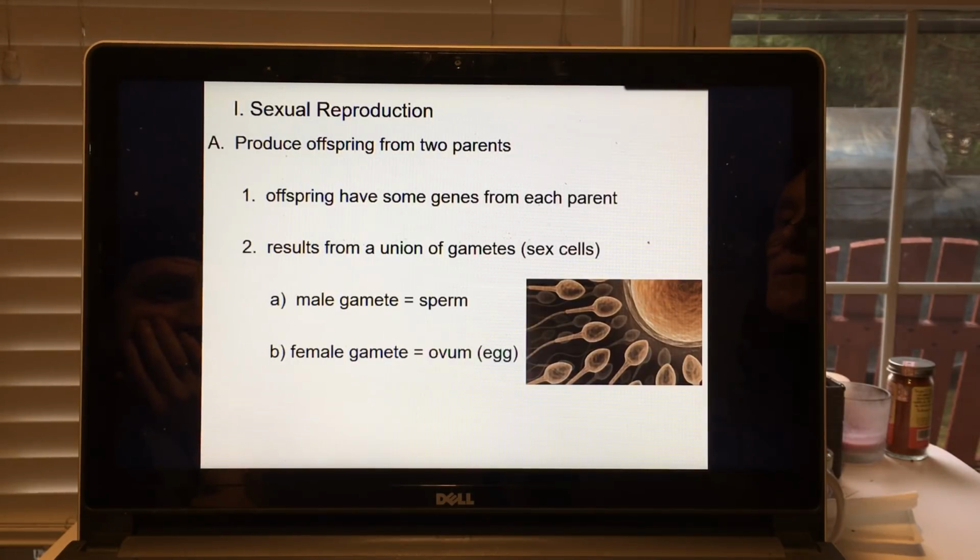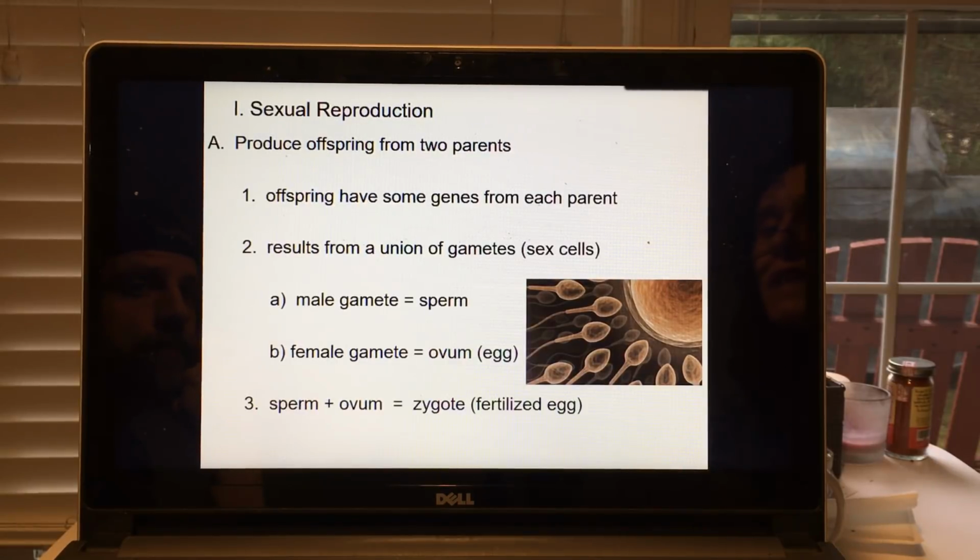And sometimes students think, oh, you've made sperm, you've made egg, that's reproduction. But in order for reproduction to have occurred, you have to have fertilization. And that's when the sperm and the egg's nuclei unite. So it's not just enough for the sperm to penetrate the egg. The nucleus of the sperm has to fuse with the nucleus of the egg.